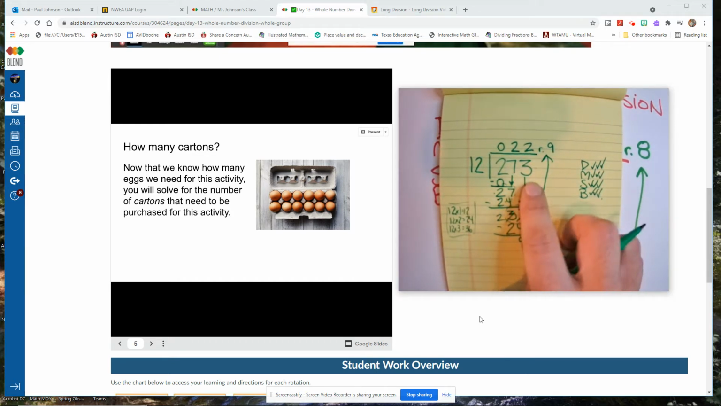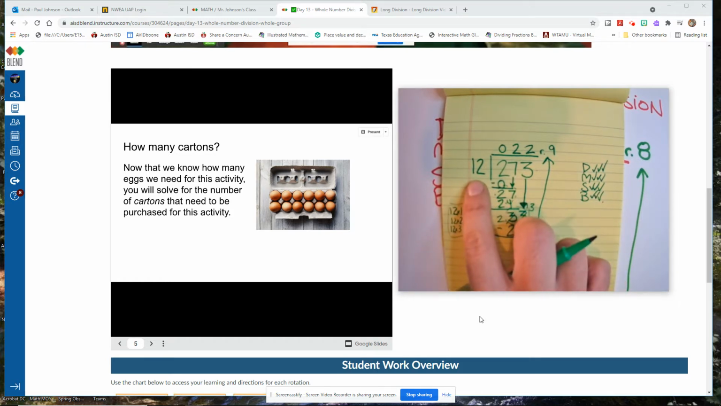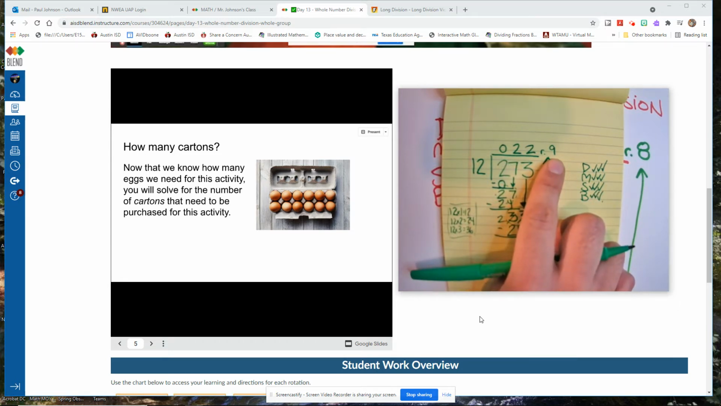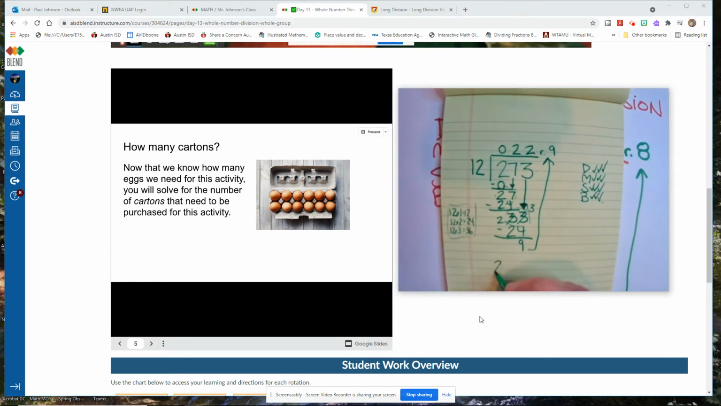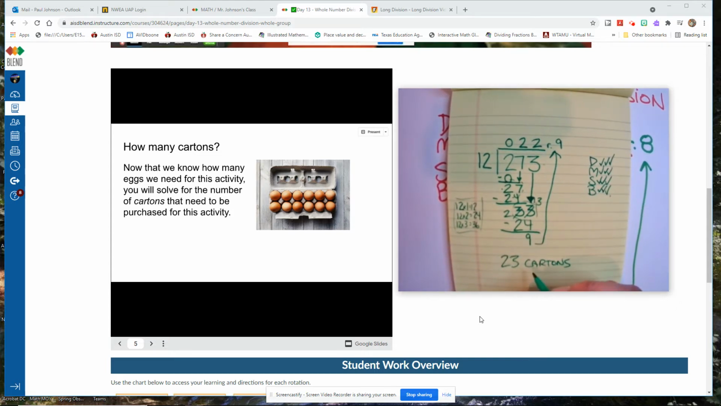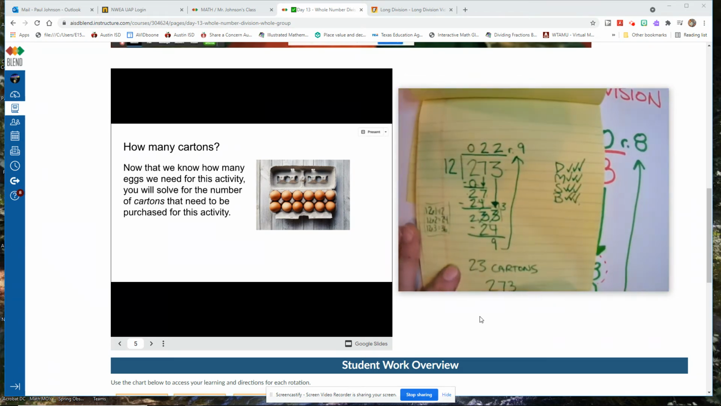On this problem, you did figure out that 22 cartons of eggs plus 9 extra eggs would be taking 273 eggs and dividing it into groups of 12. So you get 22 full groups of 12, and then you'd have 9 left over. And you can't just take 9 eggs out of a carton at the store and buy those 9 eggs. You have to buy the whole carton. So you would need 23 cartons of eggs to provide everybody with the eggs, because you need 273 eggs, which also was enough eggs for 546 people.